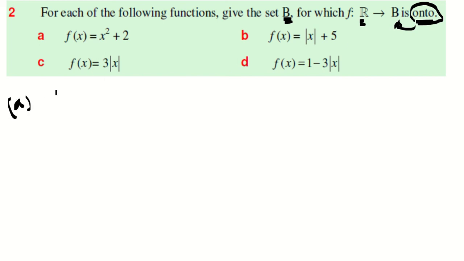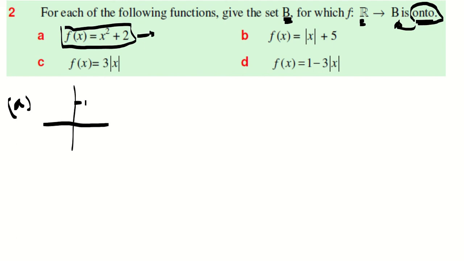The first one, A, says f of x is equal to x squared plus 2. This is a quadratic function, and the graph is an upward parabola because the coefficient is positive. But where is the vertex? We need to move it 2 units up because there is plus 2. That is vertical shifting. If it is plus 2, you move 2 units up. If it's minus 2, you move 2 units down.